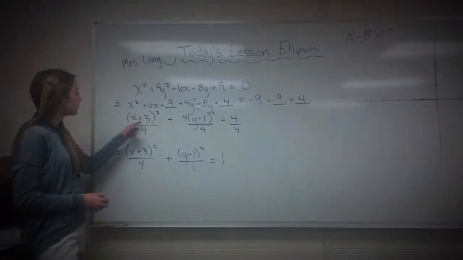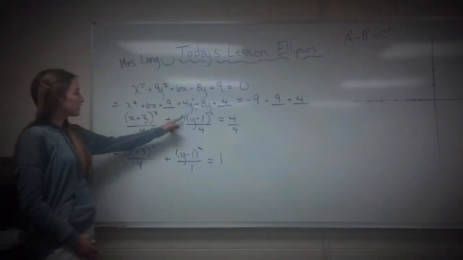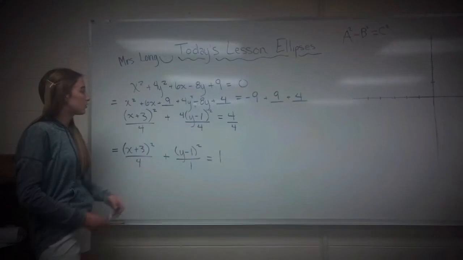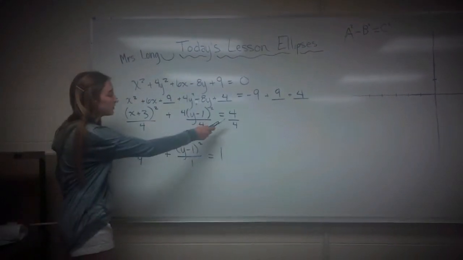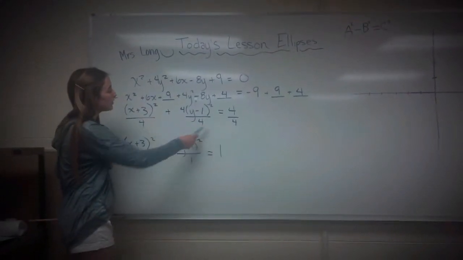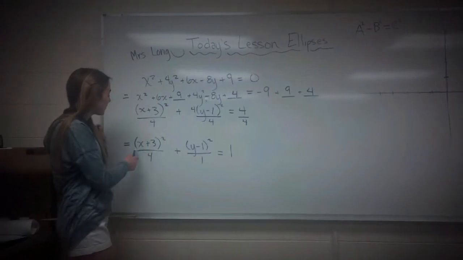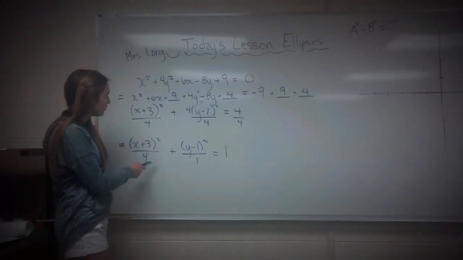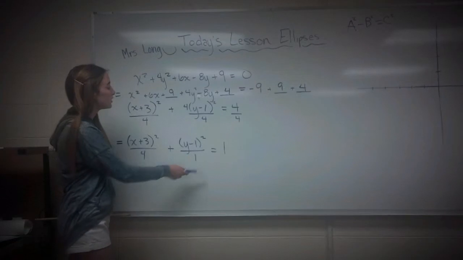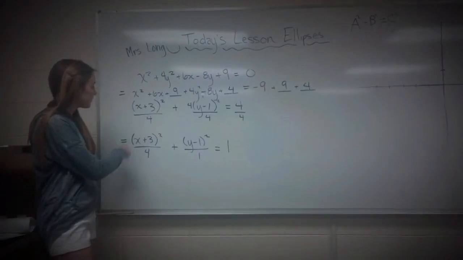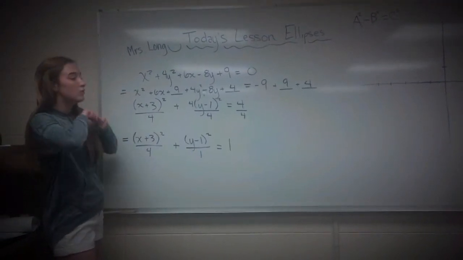And finally get x plus 3 squared plus 4 times y minus 1 squared equals 4. And to get rid of the 4 to make it a 1, you have to divide everything by 4. Then you get x plus 3 squared over 4 plus y minus 1 squared over 1 equals 1. And this is the standard formula.